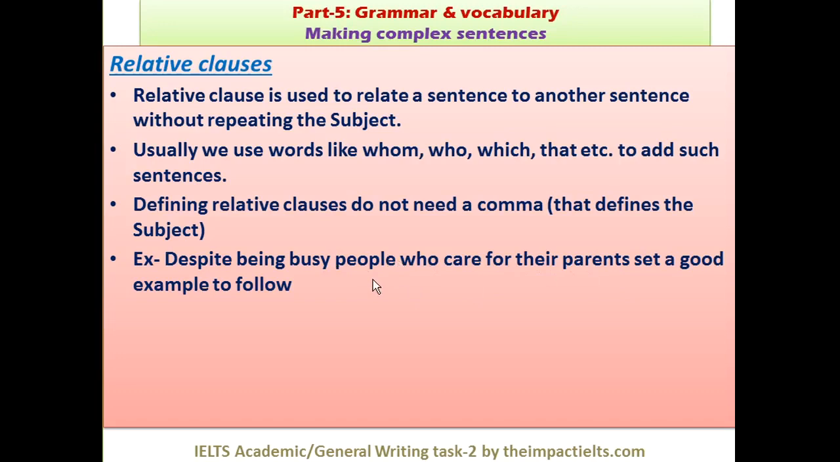I want to know who those people are, right? So in that case we don't use a comma before that, although a comma is used after busy because I have used despite being busy. But after people, we are using who, so there is no comma. You can see: people who care for their parents set a good example. So here we are able to know what type of people we are talking about.